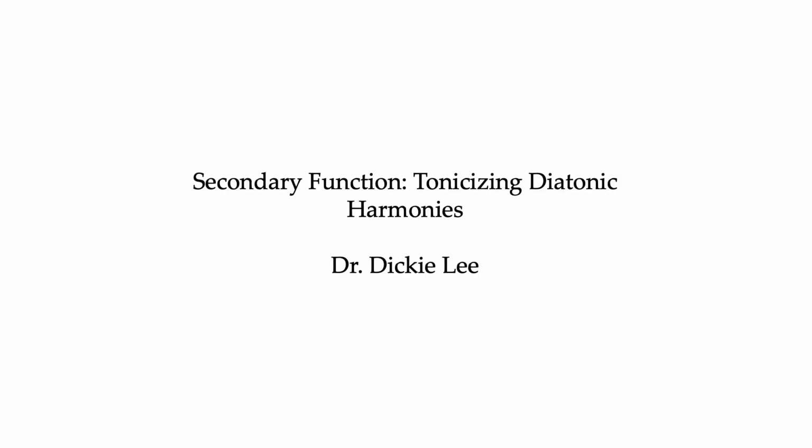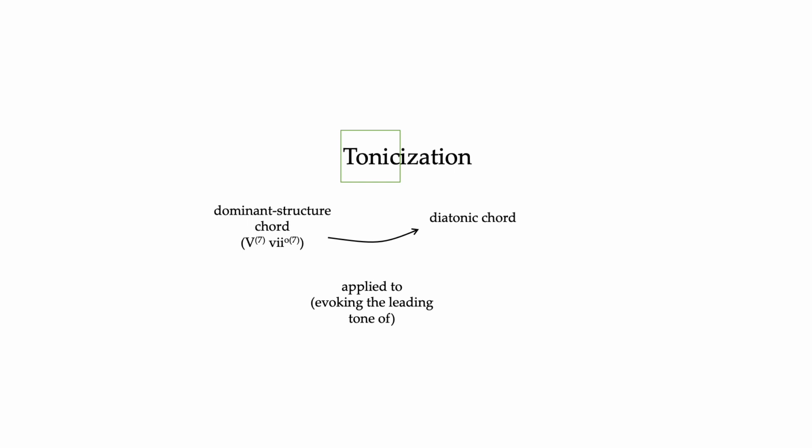So this video is going to be about tonicizing diatonic harmonies, and diatonic harmonies that aren't necessarily the dominant. Reviewing real quick what tonicization is, we're talking about a dominant structure chord of some sort, 5-7 or 7-7, 7-6, any of those varieties, inversions or root position, and we're applying them to a diatonic chord. And by applying them, we're taking the diatonic chord, we're treating it as a temporary tonic, which means we're borrowing its leading tone and using that leading tone to point to its root as some sort of reference. And that's how we're using this idea of tonicization.